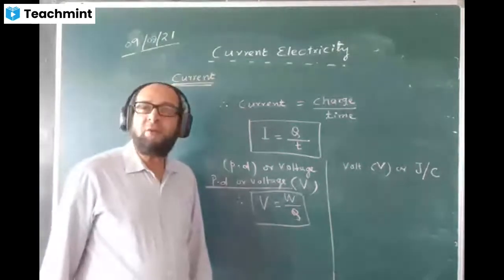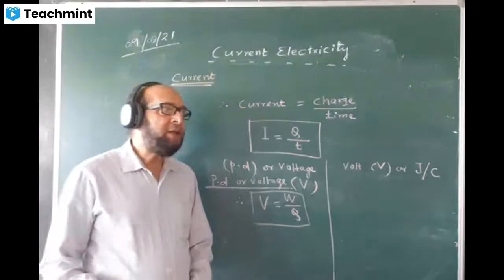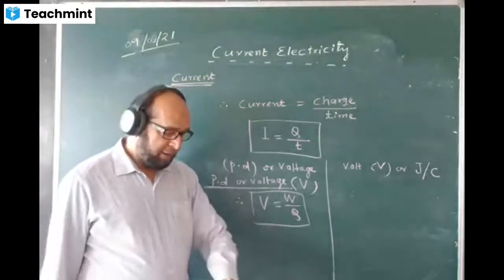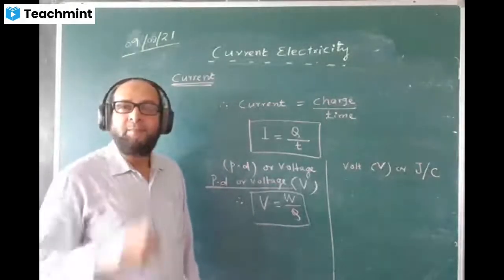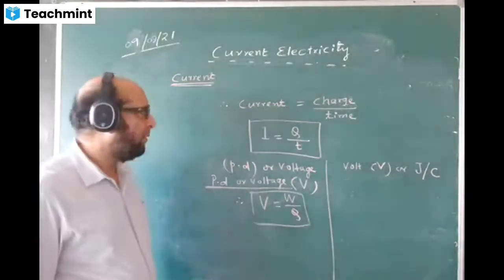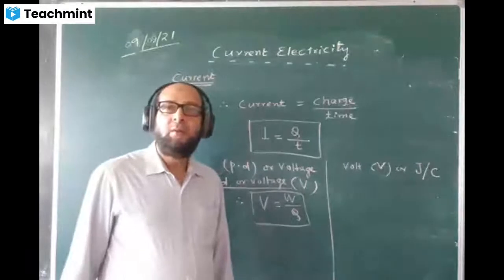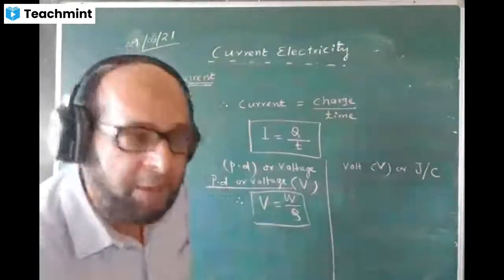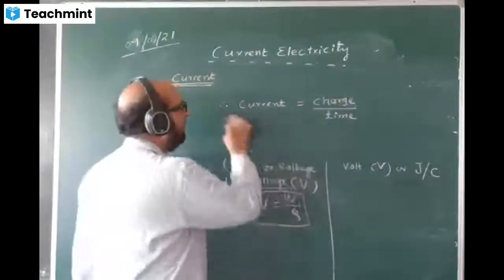Okay, so V is equal to W by Q. And on the same line, write: it is measured by an instrument called voltmeter. It is measured by an instrument called voltmeter.